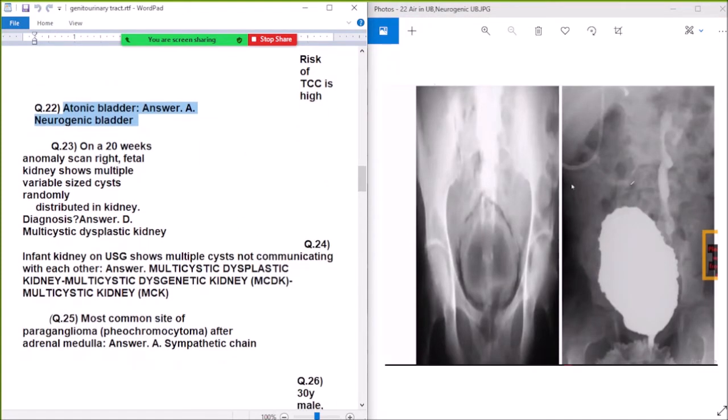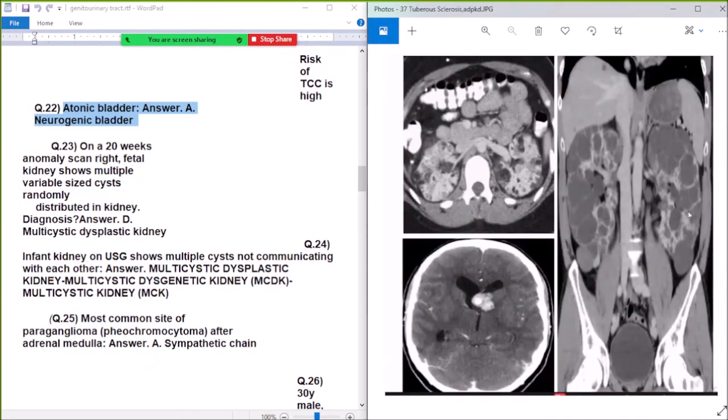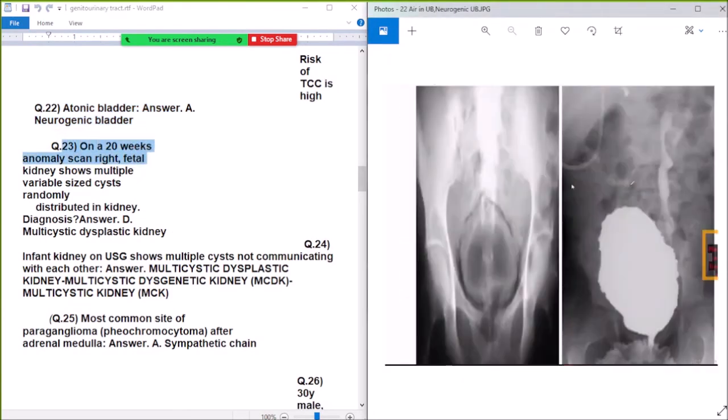Question number 23. On a 20 weeks anomaly scan, the fetal kidney shows multiple variable size cysts, randomly distributed on the kidney. Diagnosis: multicystic dysplastic kidney.